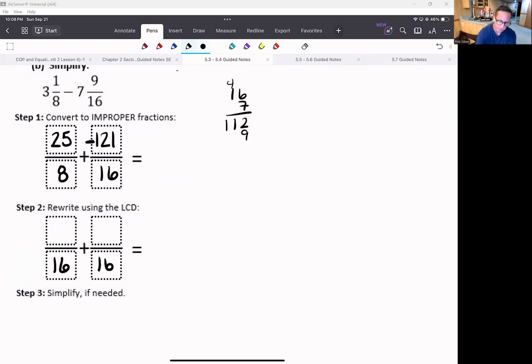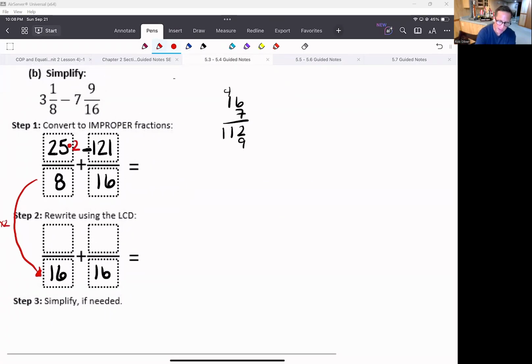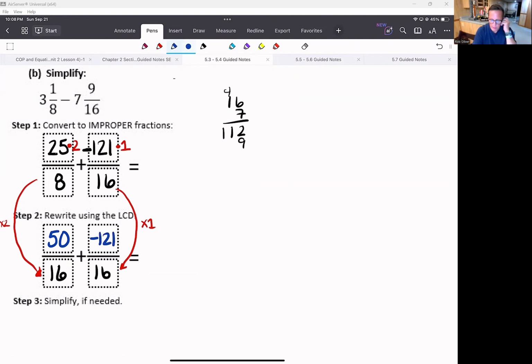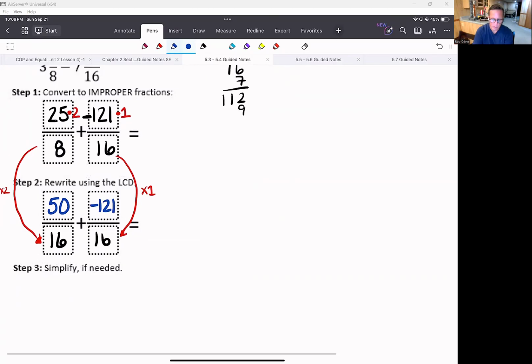All right, now let's compare and look at how we get the denominators. So multiply by 2, right? So you're going to do 25 times 2. 25 times 2 is 50. All right, now 16 right here. 16 does not change. So that means we're multiplying by 1. So doing negative 121 times 1, which is negative 121. So we're going to have to subtract these.